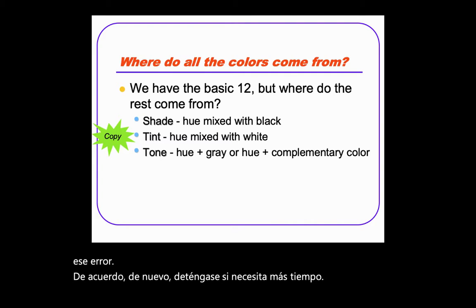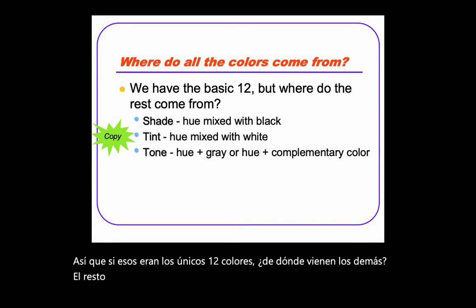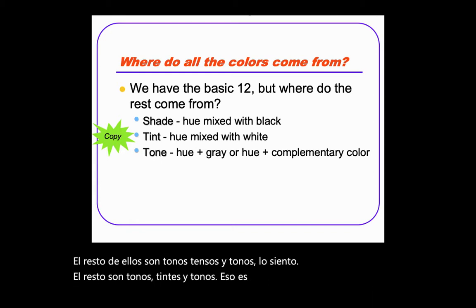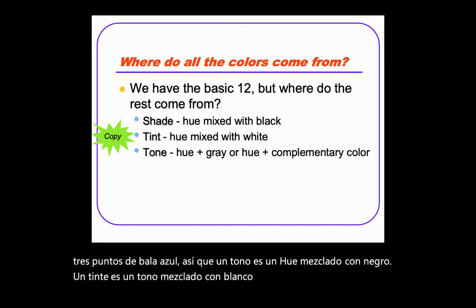So if those are the only 12 colors, where do the rest of them come from? The rest of them are tints, shades, and hues. Sorry. The rest are shades, tints, and tones. That's what you need to copy down. Okay, those 3 blue bullet points. So a shade is a hue mixed with black. A tint is a shade mixed with white. And a tone is a hue that's mixed with either gray or the hue that's mixed with its complementary color.